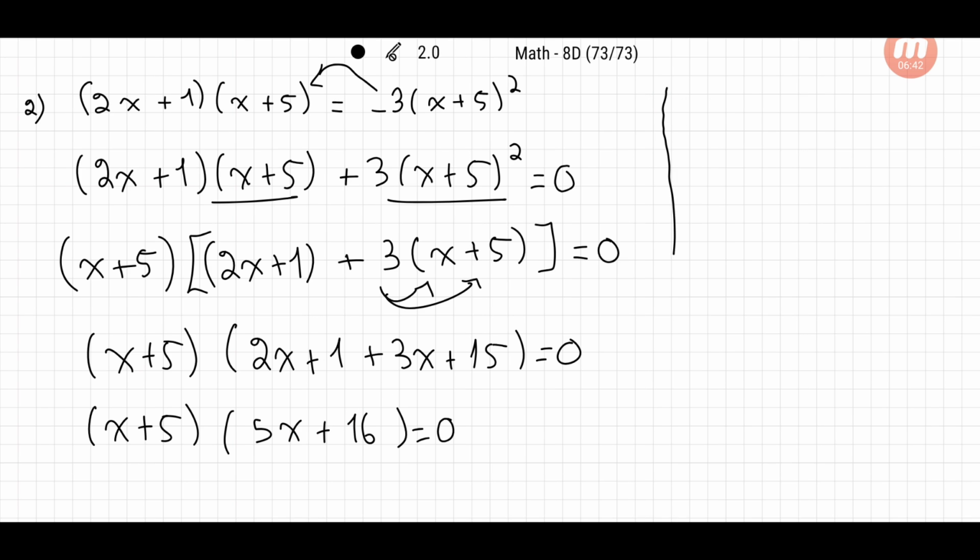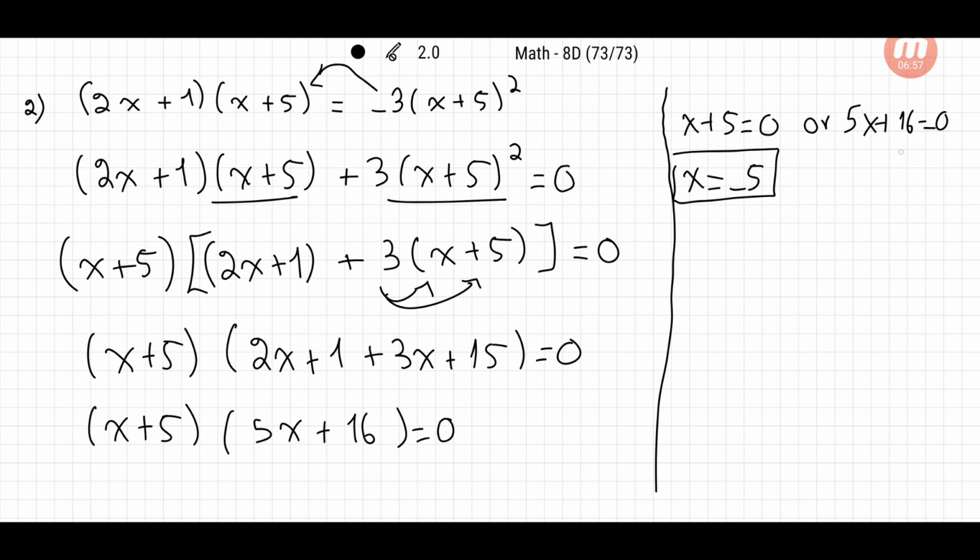Now I take x plus 5 or 5x plus 16 equals to 0. So x plus 5 equal to 0, so x equals minus 5, or 5x plus 16 equals to 0. 5x equals to minus 16. X equal to minus 16 over 5.